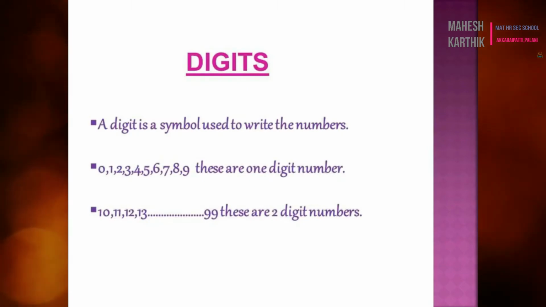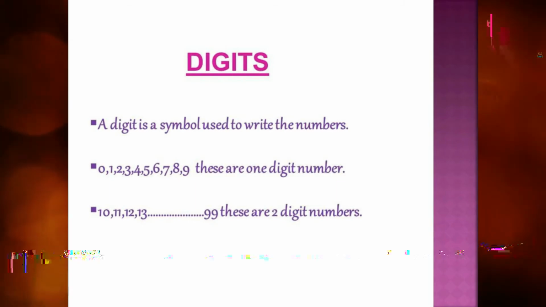Before going into the next topic, we want to know what a digit is. A digit is a symbol used to write the numbers. 0, 1, 2, 3, 4, 5, 6, 7, 8, 9. These are one digit numbers. 10, 11, 12 till 99. These are two digit numbers.